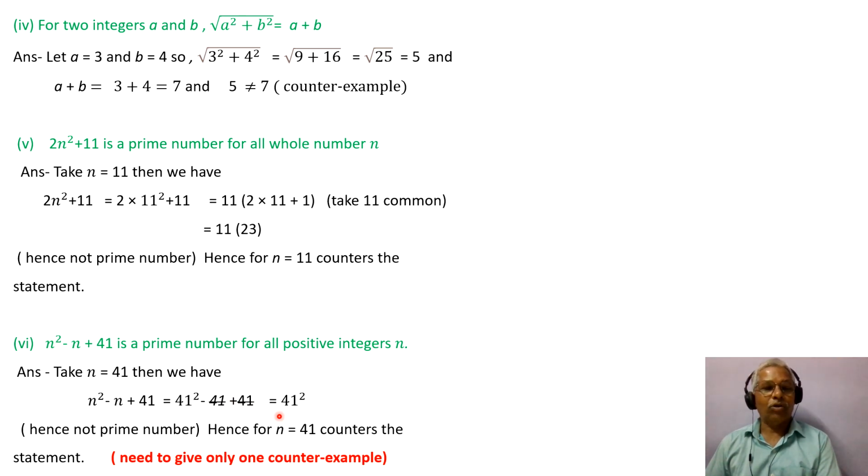Okay, you get the whole thing is equal to 41 square, and this is definitely not a prime, it's a product. Hence not prime, hence n equal to 41 counters the statement. Okay, this important comment given here: need to give only one example.